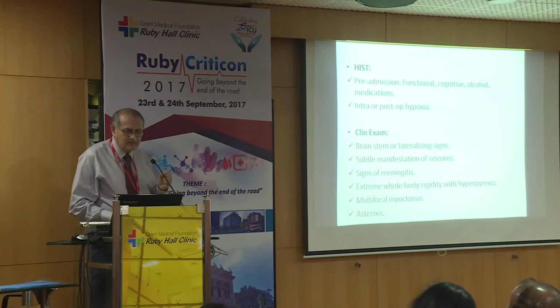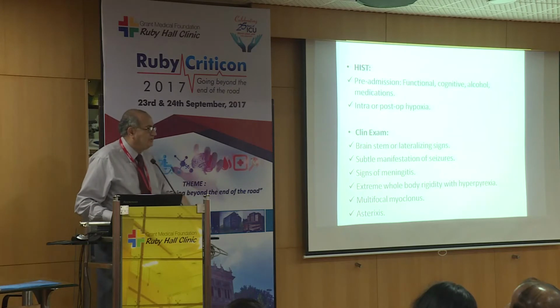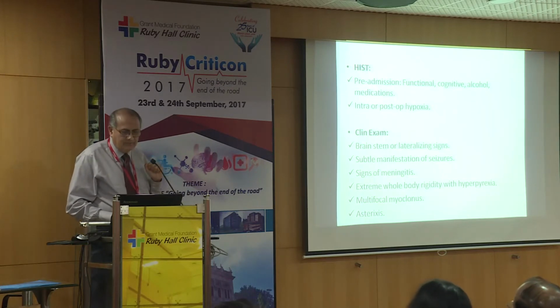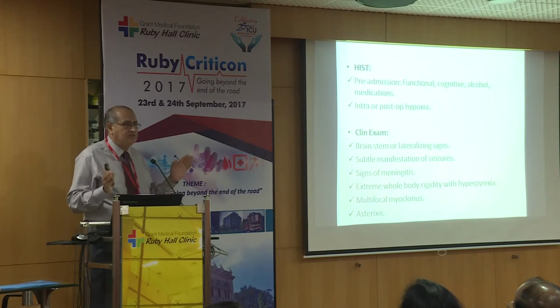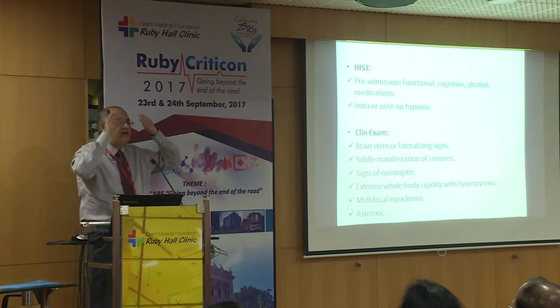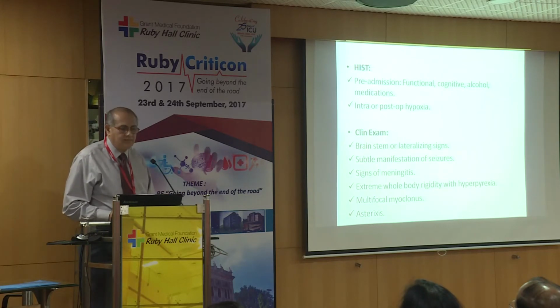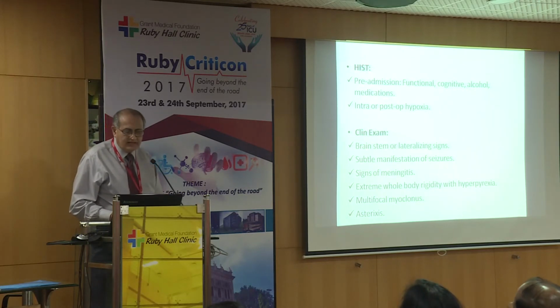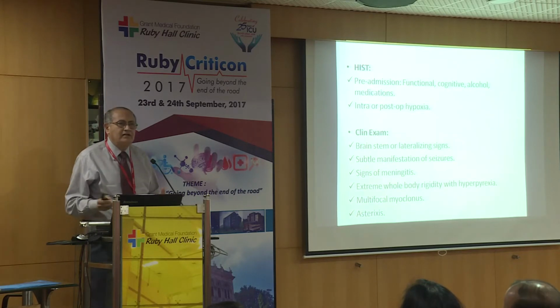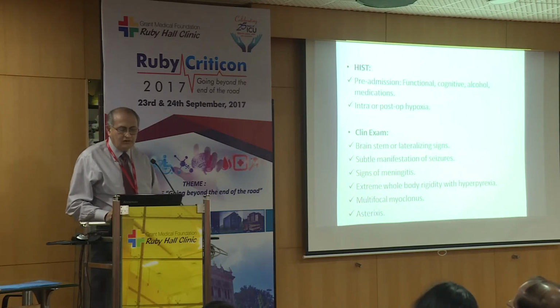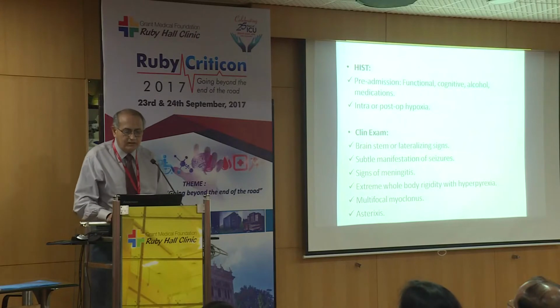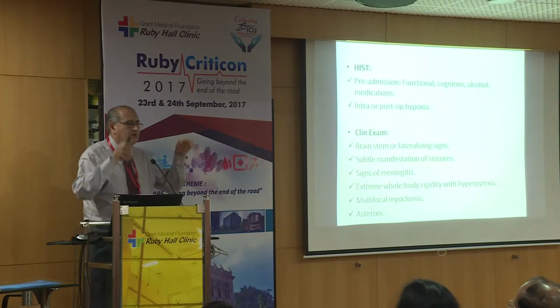So you'll have to be smart enough to catch some nurse and indirectly find out whether the oxygen fell down in the theatre. Brainstem or lateralizing signs should be examined very carefully. Look for subtle manifestations of seizures, such as absence attacks with eye movements, upward eye rotation, which is extremely important that you should see. Signs of meningitis should be looked for. Extreme whole body rigidity with hyperpyrexia, which you see in malignant hyperpyrexia. Multifocal clonus you can see in patients who have uremia, and asterixis in patients who have liver disease.